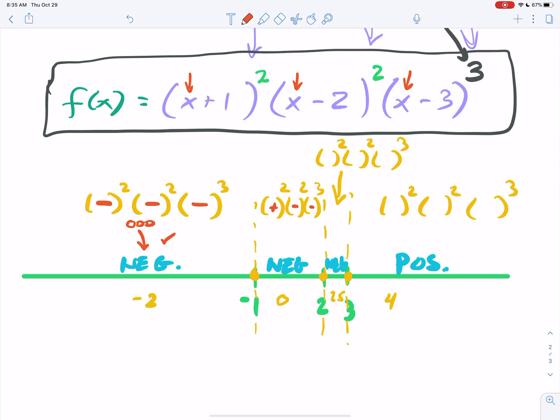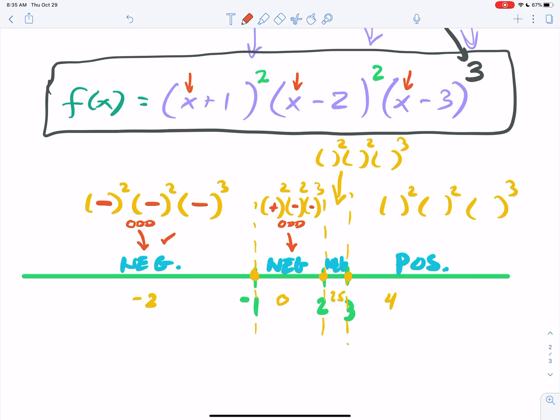When I plug in 0 into x, I get positive, negative, negative. We don't care too much about positives. We're just counting the number of negatives here. We have a total of 2 and 3 negatives, so that's a total of 5 negatives, which is odd, which implies that the sign is negative or below the x-axis, okay?